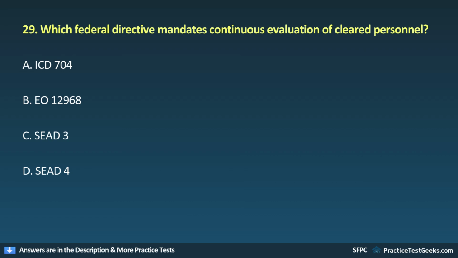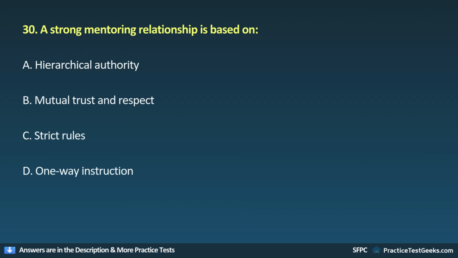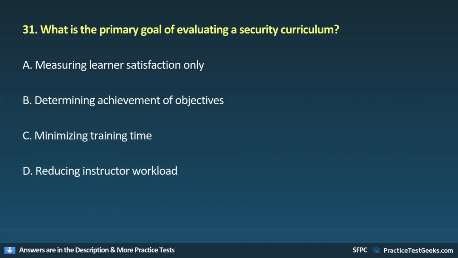29. Which federal directive mandates continuous evaluation of cleared personnel? A. ICD 704. B. EO 12968. C. SEAD 3. D. SIAD 4. 30. A strong mentoring relationship is based on A. Hierarchical authority. B. Mutual trust and respect. C. Strict rules. D. One-way instruction.